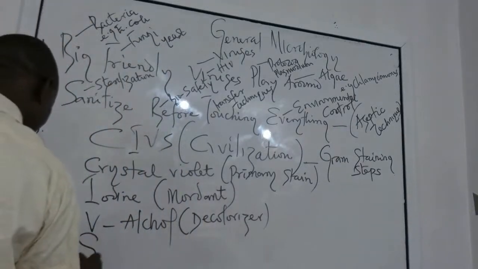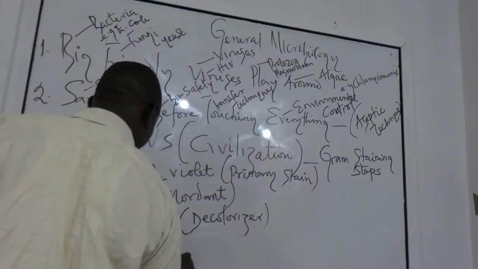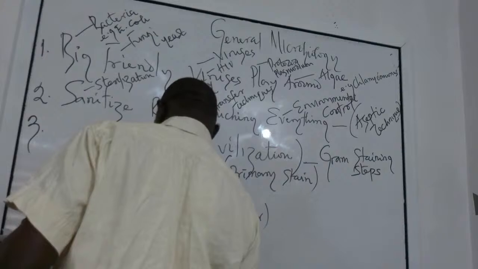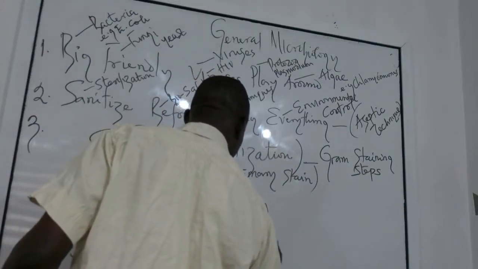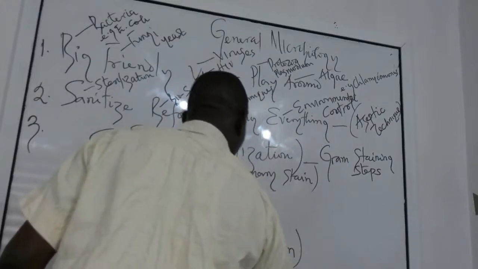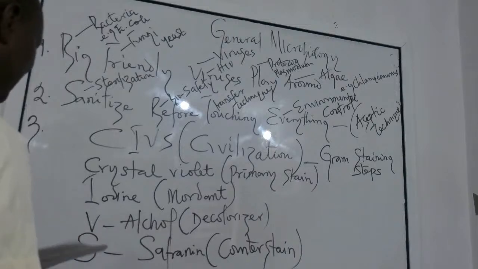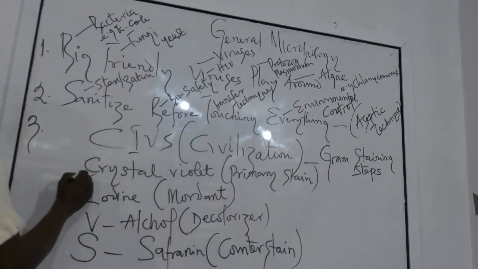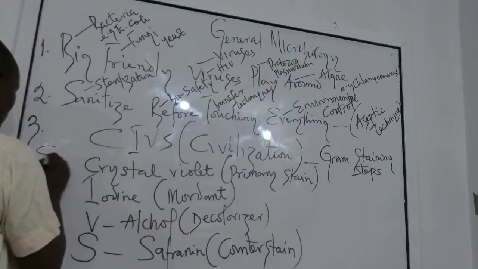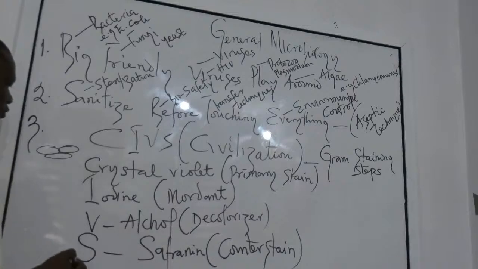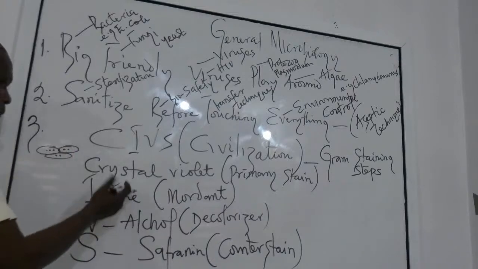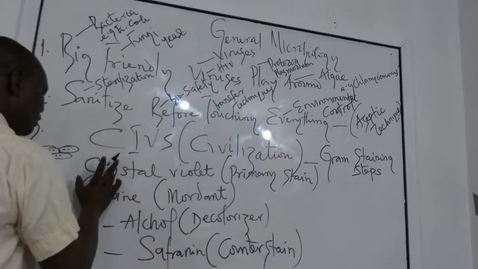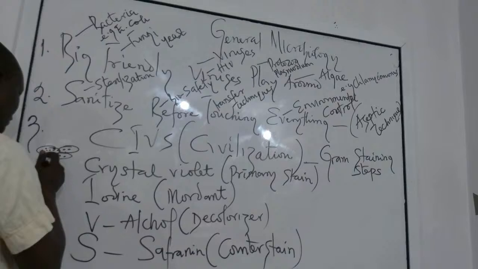Then this S is standing for safranin, which is the secondary stain, which is going to serve as the counterstain. So what this means is that the first thing you will add is the primary stain. By the time you add it to your specimen, all of them will take up the crystal violet. That is the primary stain. So the color of the crystal violet is going to be stained. You are going to notice it here.